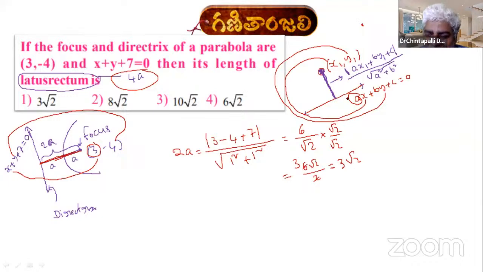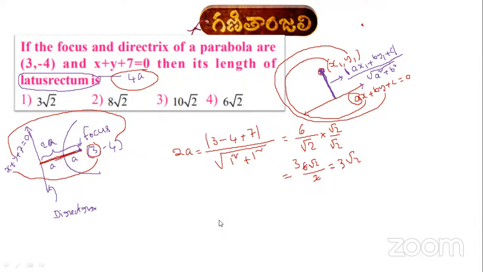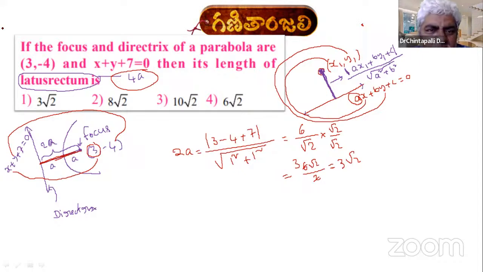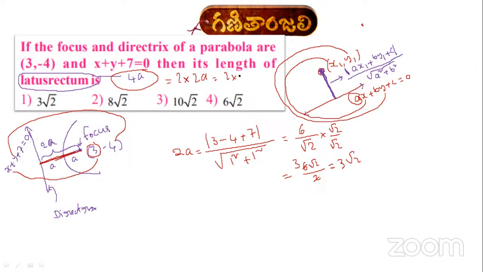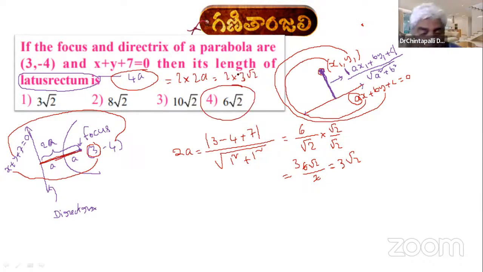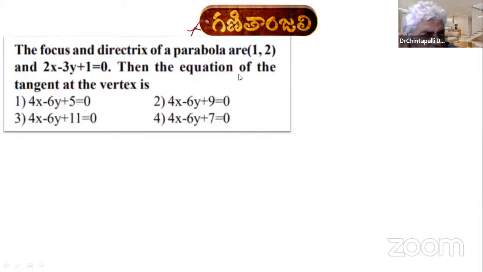Right. Now tell me the correct answer. Surekha, what is the correct option? 6 root 4, sir, option. Because 2a is equal to 3 root 2, but we need 4a. So how to get 4a? 4a is equal to 2 times 2a, which is 2 times 3 root 2. So the answer is option 4, 6 root 2. That's good. See, same model, but the question is different.